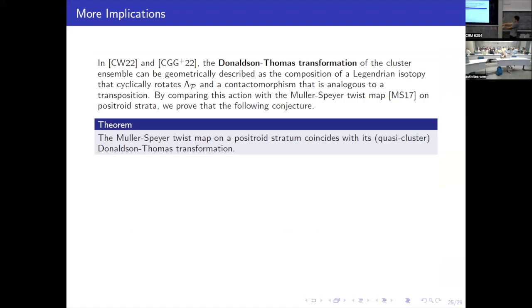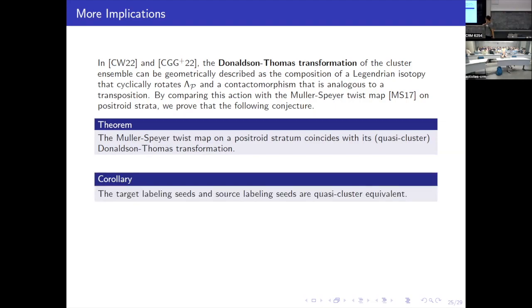So by comparing this action with the Muller-Speyer twist, we can prove that the Muller-Speyer twist map on the positroid stratum coincides with the quasi-cluster transformation, the Donaldson-Thomas transformation. The quasi-cluster here is some technical thing in cluster theory. What it means is it's not given by a mutation sequence alone, but a mutation sequence together with a Laurent monomial change by frozens.